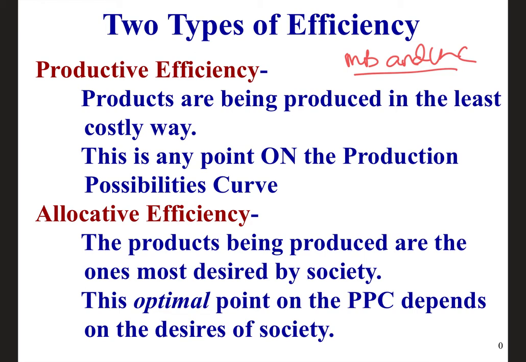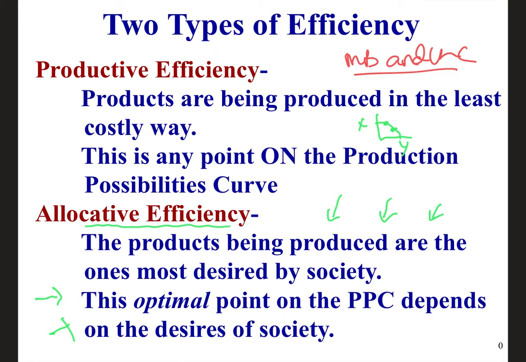There are 2 types of efficiency, and something to note down from this slide is the term allocative efficiency. When we talk about productive efficiency, we're talking about a society that's producing on their PPC and getting some combination of 2 goods, say X and Y, and they are using all of their resources. They're not underemploying the resources. They're not trying to produce an impossible point. They're producing using all of their resources.